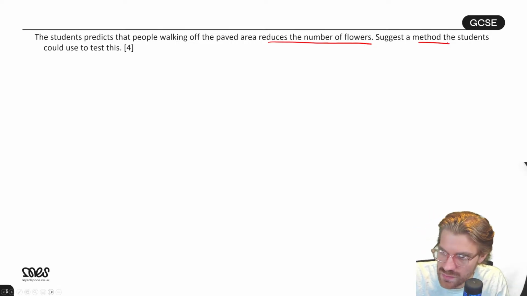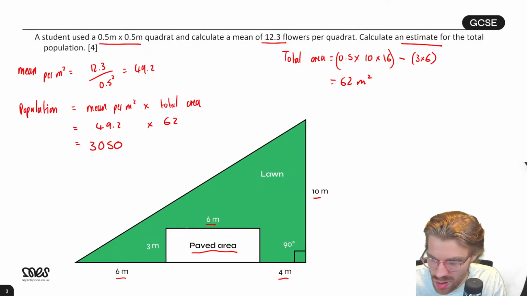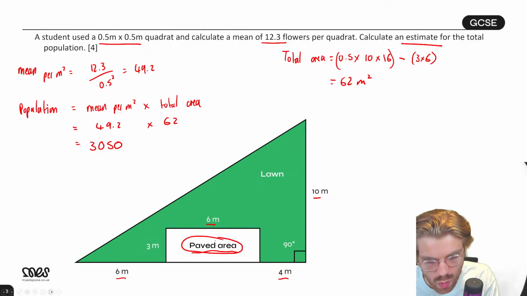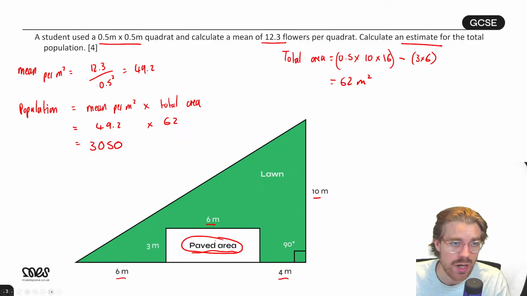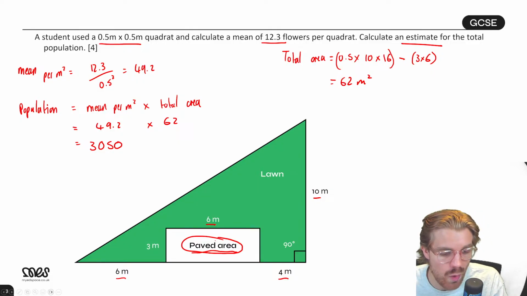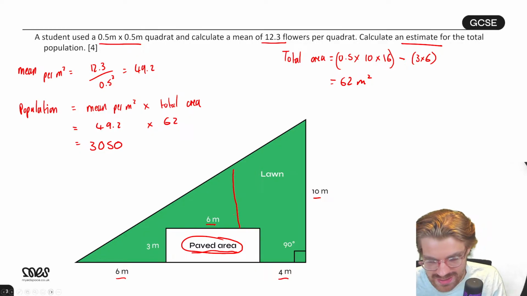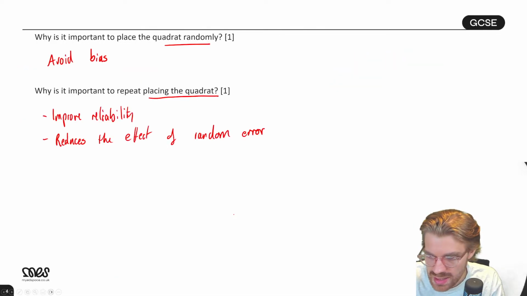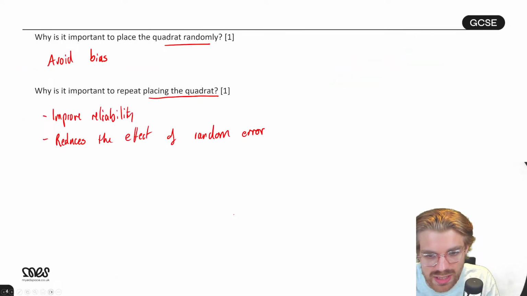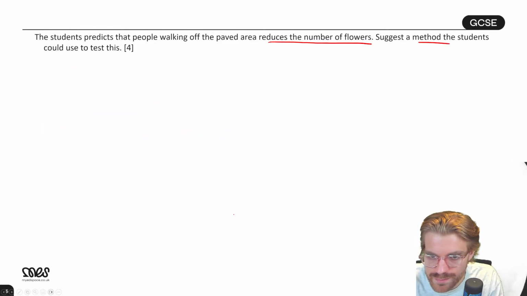What's the word that I'm looking for there if we're investigating how one area affects the distribution of those daisies? Well, I need to measure how the distribution changes away from that area. So I'm going to place a line going away from that paved area. This is our transect. Great question on the chat there, Daniel. The point about repeating the quadrat, you just need to say improving the reliability. Okay, that's all you'd need for the mark.